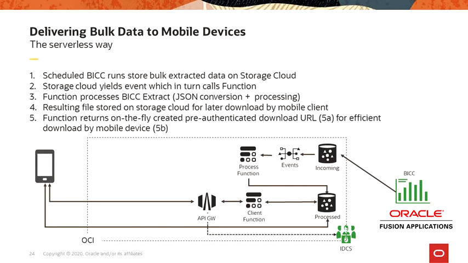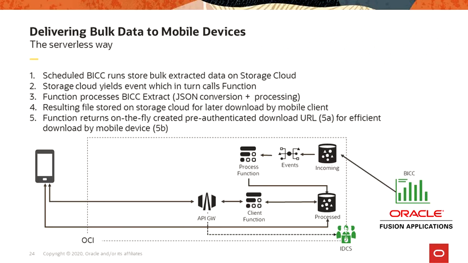So what we've done here is we have a scheduled BICC extract. This is the supported way to get data out of ERP, BICC, and then if necessary, BIP. BICC natively supports Oracle Object Storage Cloud. So you can run a report on an hourly basis, whatever it might be, and put the data into a bucket. Incoming, I call that bucket. That fires an event. That event fires a function.